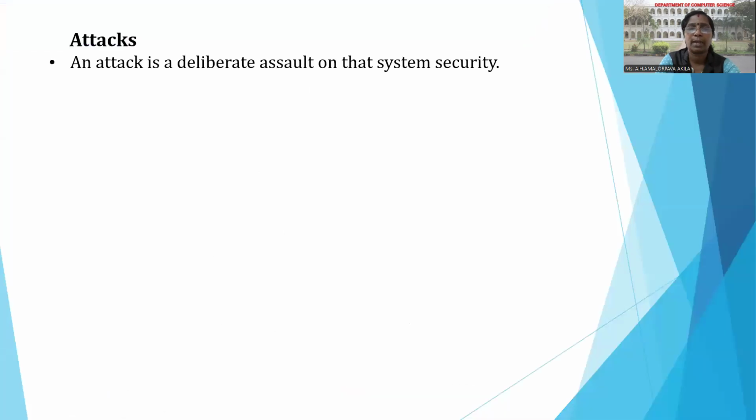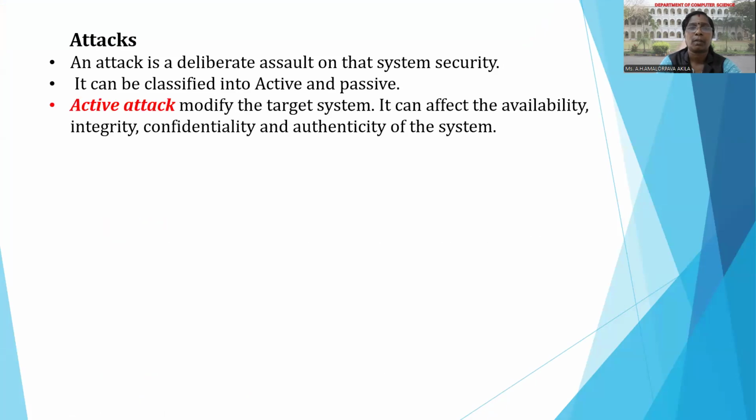Attacks. An attack is a deliberate assault on system security. It can be classified into active attack and passive attack. Active attack means modifying the target system. It can affect the availability, integrity, confidentiality, and authenticity of the system. That means the hackers can modify the target system and gain access.